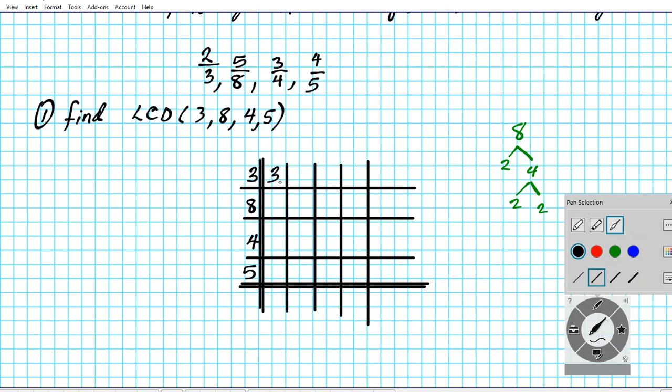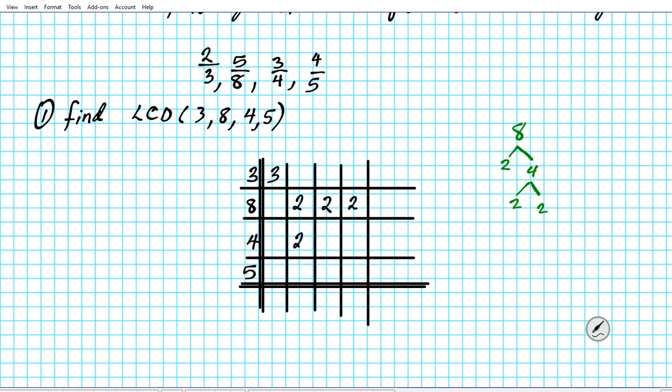The 2 doesn't match with this factor here, so I have to put it over here. So 2 times 2 times 2 gives us 8. Now 4. If you decompose 4, as you can see here, is just 2 times 2. We have a match here, so we have a 2, and we have another match here. You can put the 2 down here. The last number is 5. This is a prime number. The only factors are 5 and 1. We don't care about the 1, so we just put the 5 here.